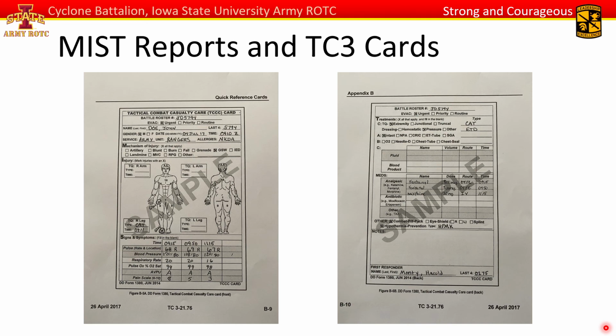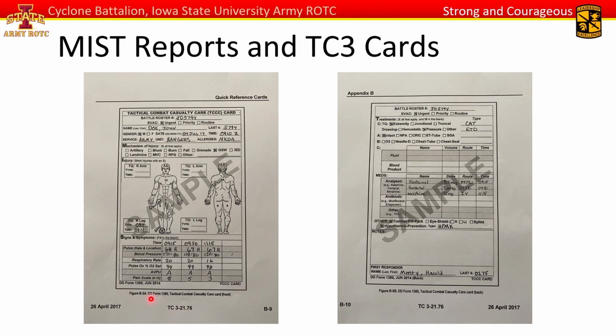So to start off with, we've got the MIST report and the TC3 card. This example here, you can see, is from Appendix B of the Ranger Handbook. We're using the 2017 edition, which is the one that we have available through the battalion, and it's fairly easy to find. If you wanted to get yourself a copy, you would have all of these quick reference cards in here.